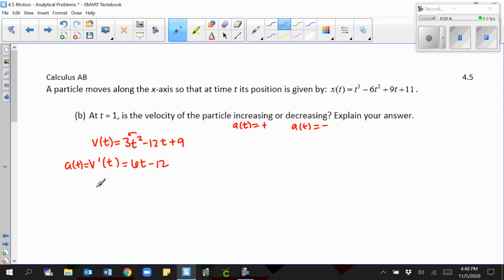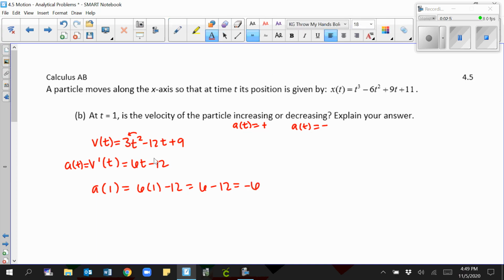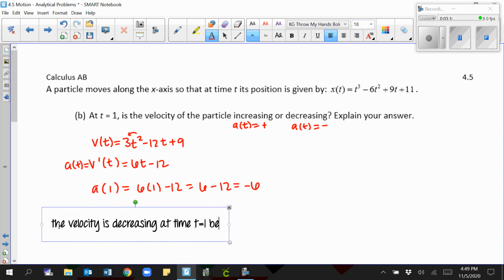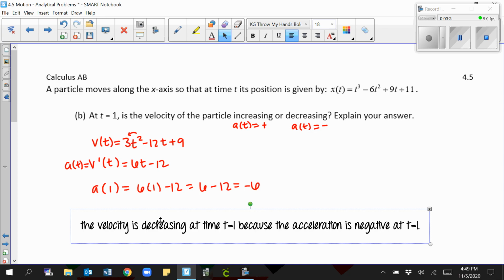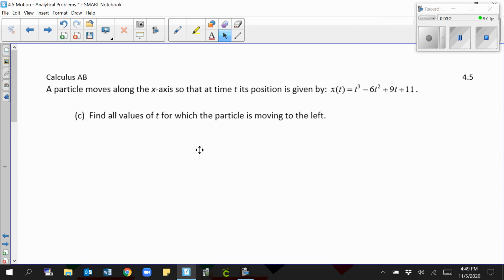And so at t equals 1, I'm looking for the acceleration at 1. So 6 times 1 minus 12 gives me 6 minus 12, or a negative 6. So I can say that because our acceleration is negative, our velocity is decreasing. So I'm going to say the velocity is decreasing at time t equals 1 because the acceleration is negative at t equals 1. So there is part B. Let's look at part C. So part C says find all the values of t for which the particle is moving to the left.